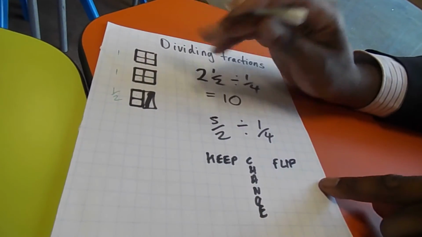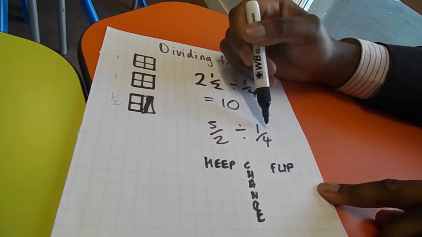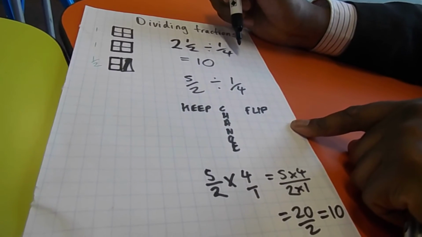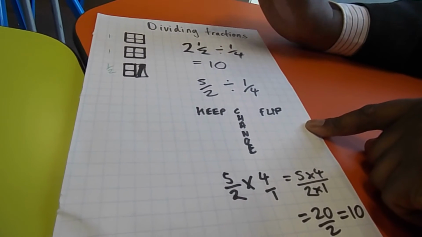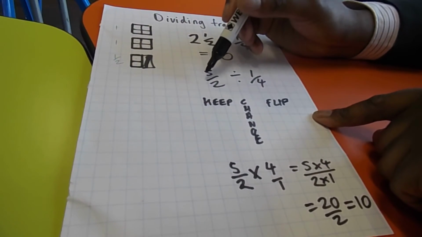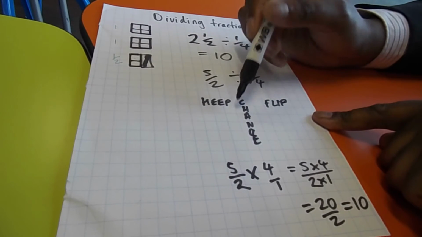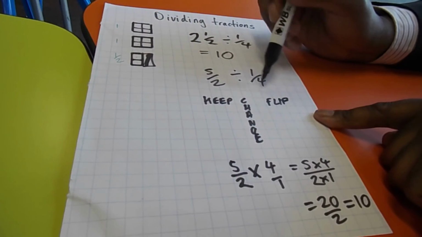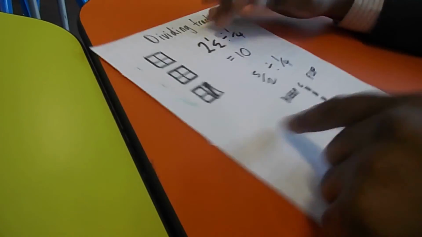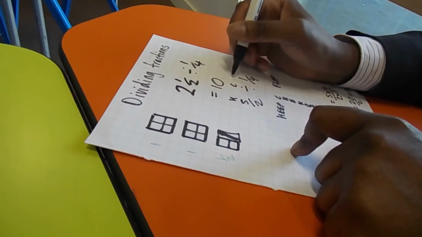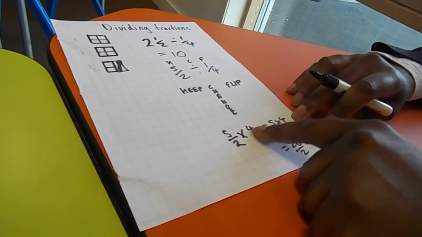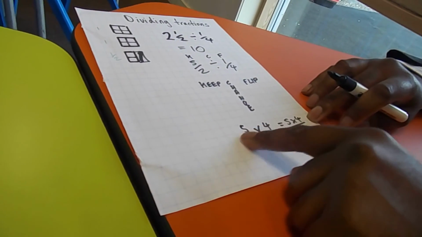If we don't want to do drawings, what we do to divide fractions, we convert any mixed numbers to improper fractions first of all. Very important step. Once you've done that, you keep the first fraction as it is, you change the divide to a times, and you flip the second fraction. And so I normally just write KCF to help me memorise that, and then you multiply the denominators together and the numerators together, and that's that.